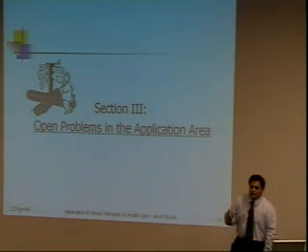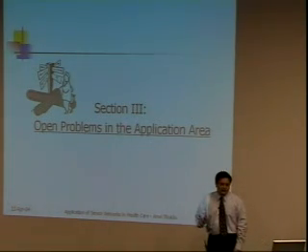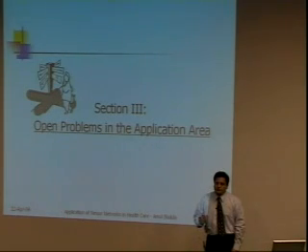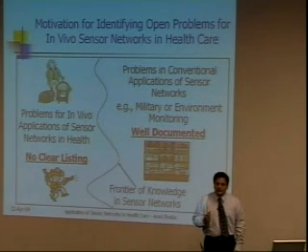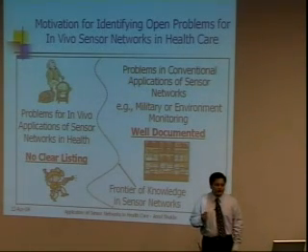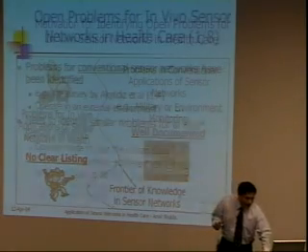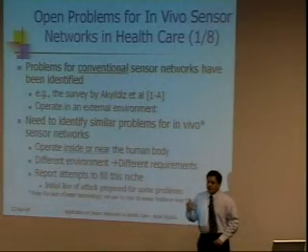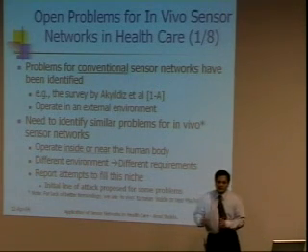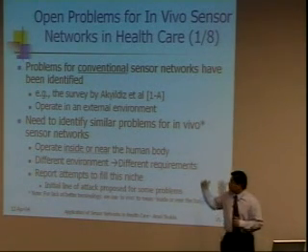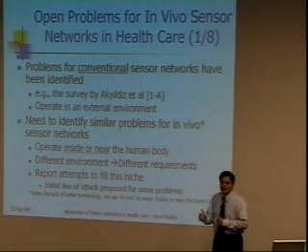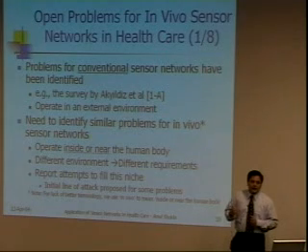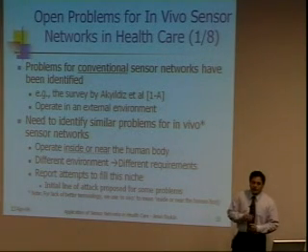Let's shift gears and move into the next half of my presentation, which is some of the open problems in this area. After reading through much of the literature in sensor networks, I got the feeling that most of the problems in conventional sensor networks, which operate in an external environment, have been well documented. There have been surveys which list these problems. But there's no such listing of problems for in vivo sensor networks, meaning sensor networks which operate inside or near the human body.